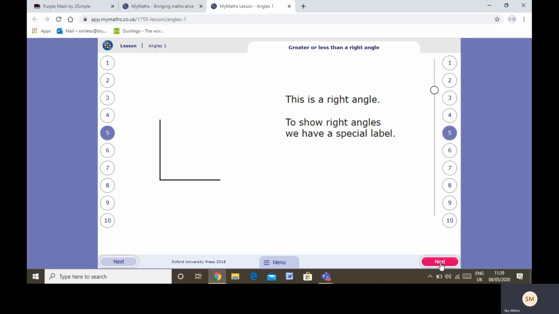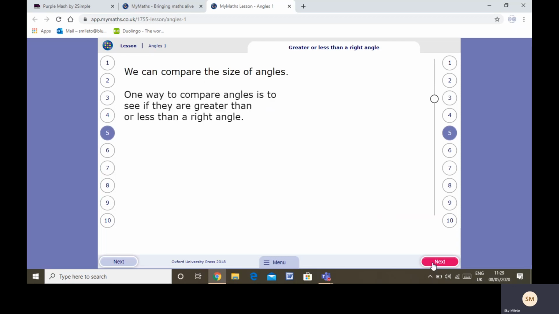So, as we can see, we have a right angle here. And when we label a right angle, we put a square inside the angle to show that it's a right angle. However, in another angle, we would use a curved line.